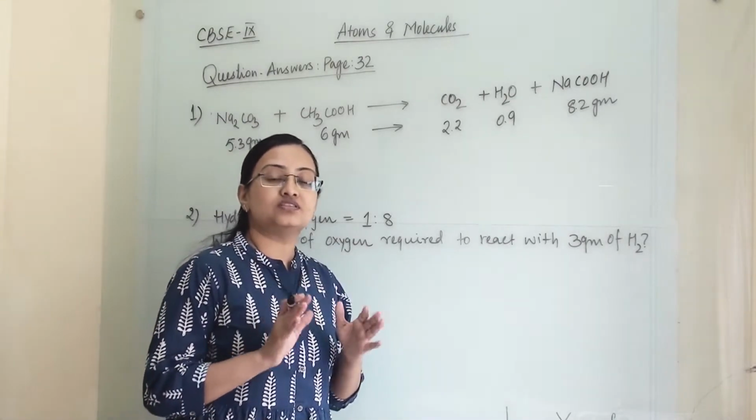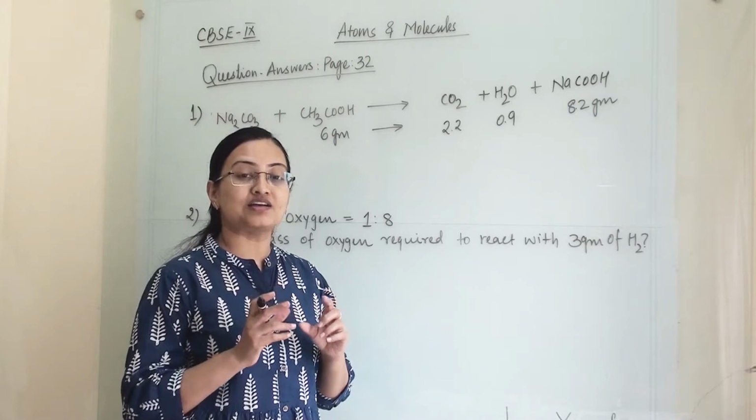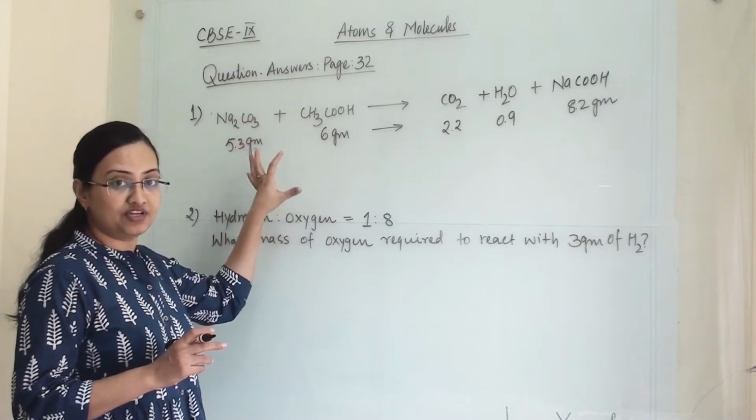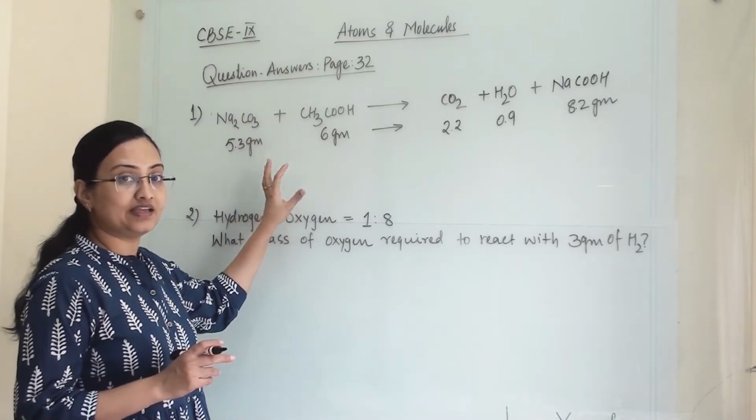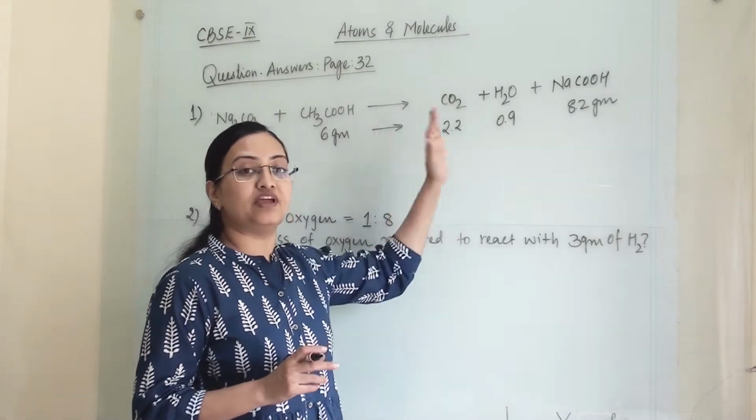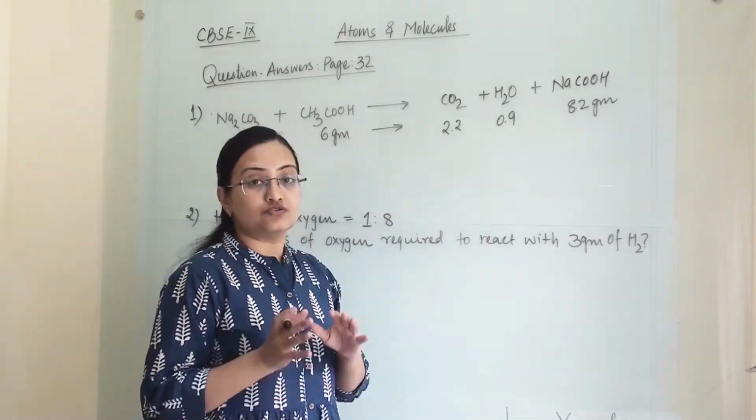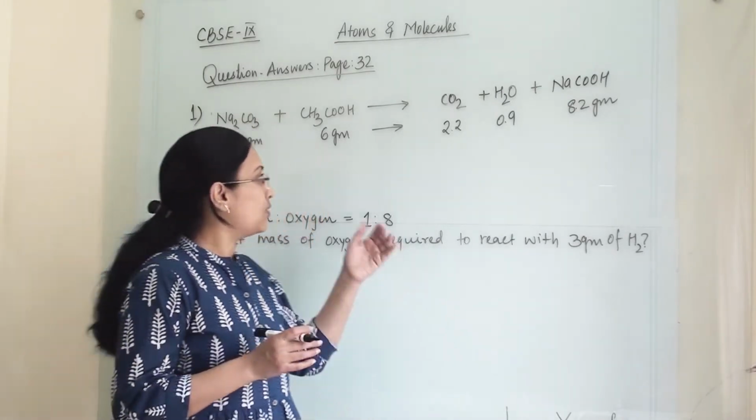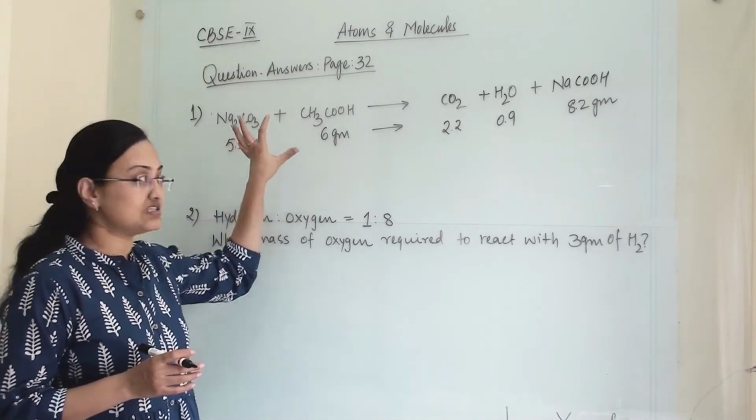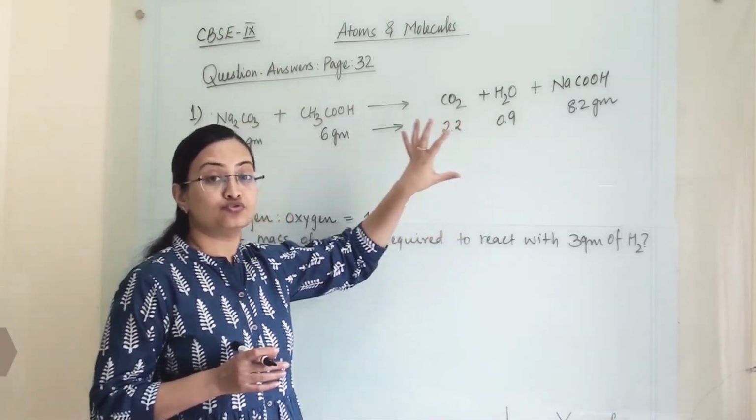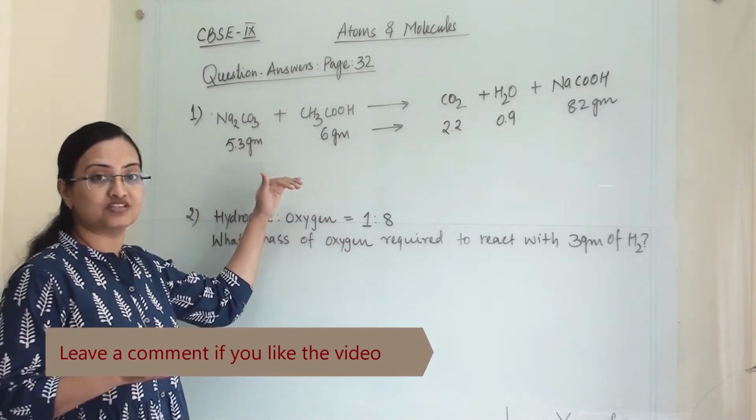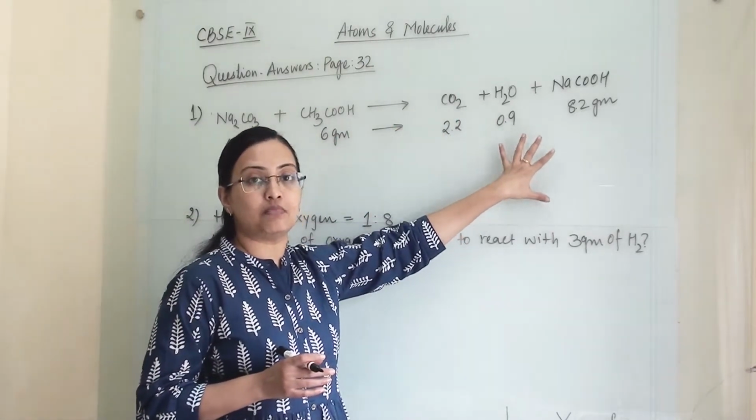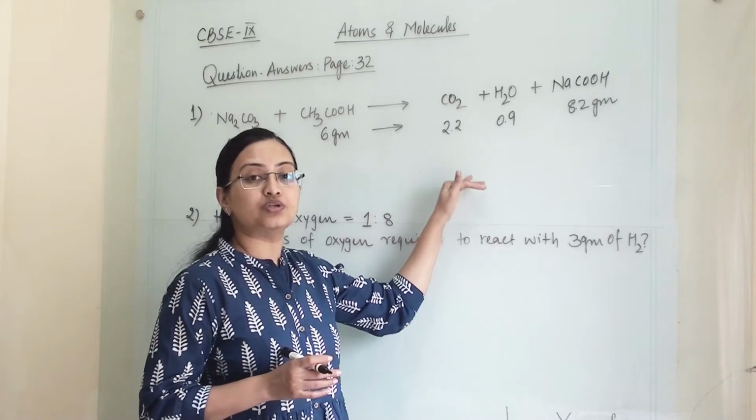What is the law of conservation of mass? Conservation of mass means whatever amount or weight of reactant we are taking, the same weight we will get on the product side. So here we are proving that matter cannot be destroyed and matter cannot be created. Whatever mass you are adding as a reactant, the same mass you will get in the product. To prove the law of conservation of mass, we need to add the mass of reactants and the mass of products, and see whether both are equal or not.